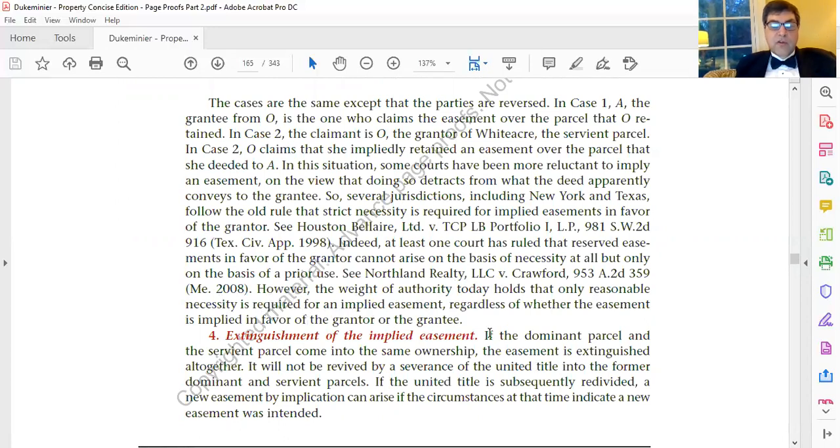Finally, notice note 4, which deals with one way that this implied easement can be extinguished. They tell us that if the dominant tenement and the servient tenement come into the same ownership, then the easement is extinguished altogether. That goes back to our idea that you can't own an easement over your own property. And so if both lots come into the same hands, then any easement created that way will be extinguished.